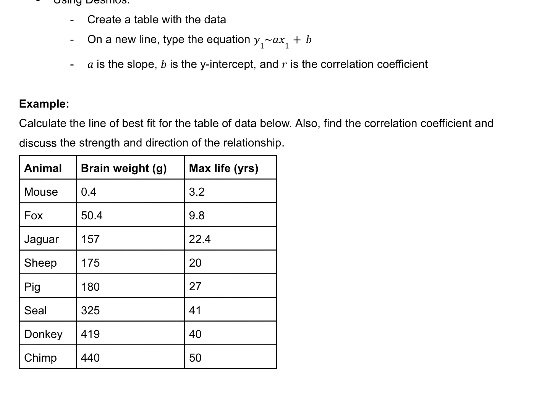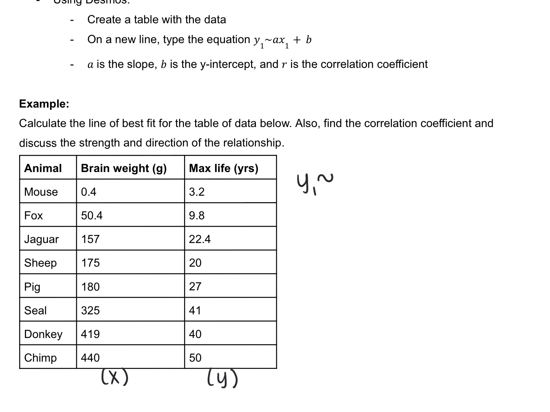So first thing I need to do is figure out which is my x variable and which is my y. So my brain weight is going to be my x, and my max life is going to be my y. So when I'm putting in my table, I'm going to put brain weight into x and the max life into y. And then I'm going to type y1 ≈ ax1 + b. And I'm going to look under where it says parameters. And that's where I'm going to find a and b.